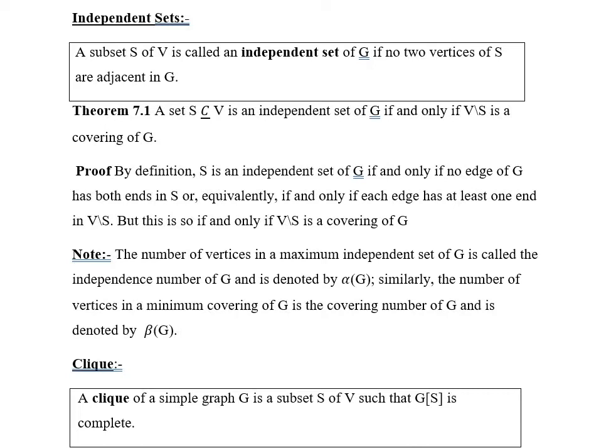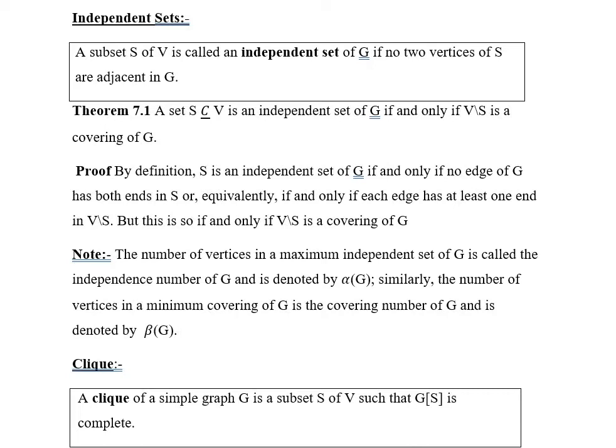A set S subset or equal to V, where V indicates the vertex set of G, is an independent set of the graph G if and only if V minus S is a covering of G. We have already discussed the covering of a graph in the first part of this module. Now we can see how we can prove it.